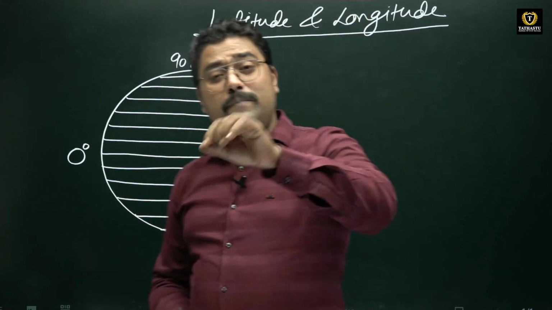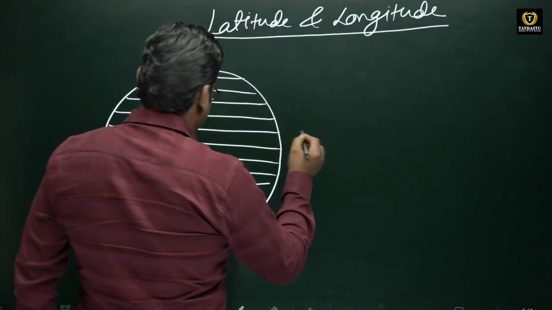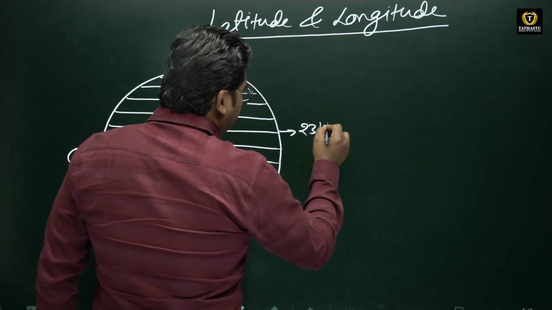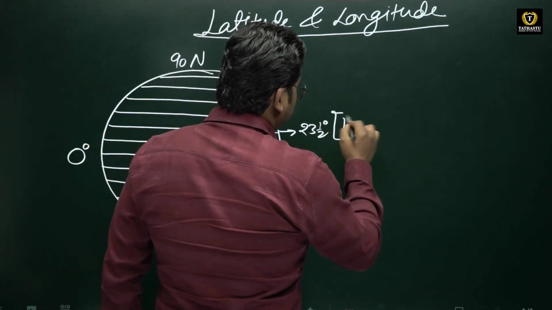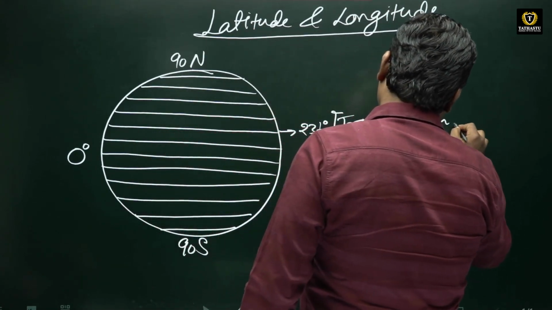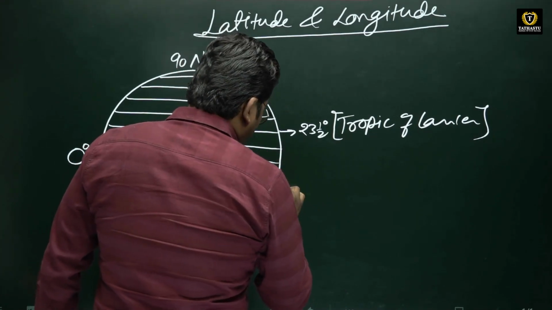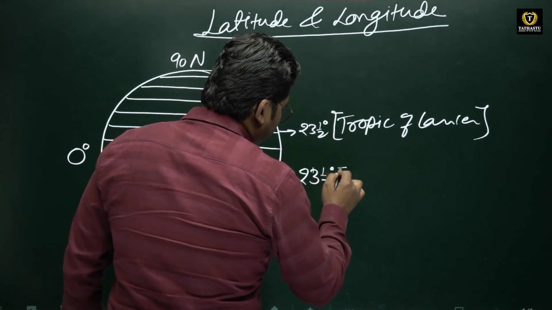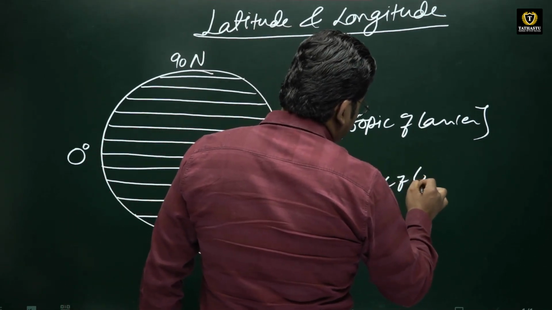Now, the another important latitude, if you move, that is 23.5 degree north, which is known as Tropic of Cancer, and 23.5 degree south, which is known as Tropic of Capricorn.